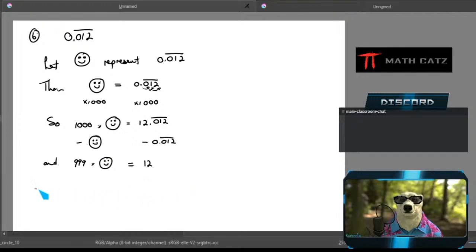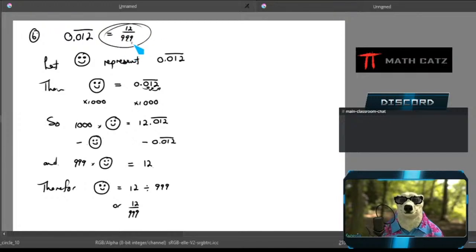Multiplication sentence has an equivalent division sentence. I can pick, and it's going to be 12 divided by 999. Or that is in fraction form, of course, 12 over 999, which is exactly what we thought. But now we are 100% confident and we have the ability to convince someone else with a sound, logical argument and all those good things.